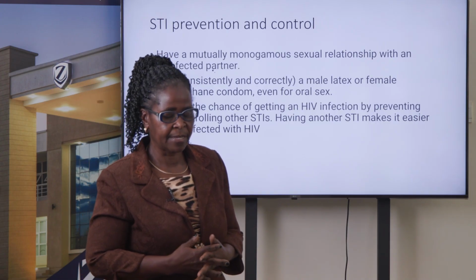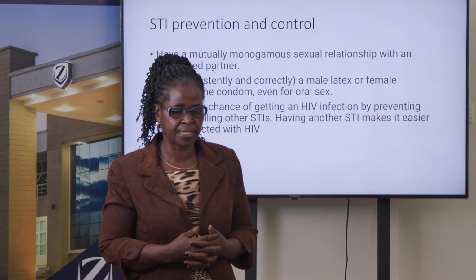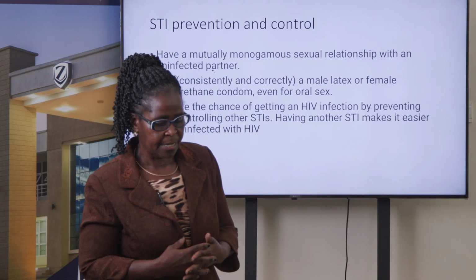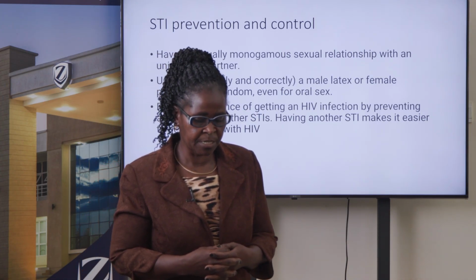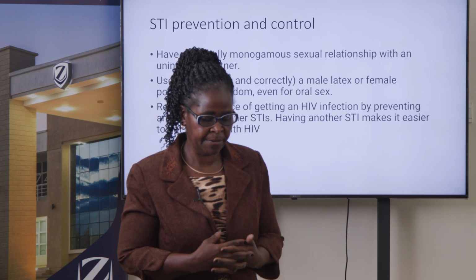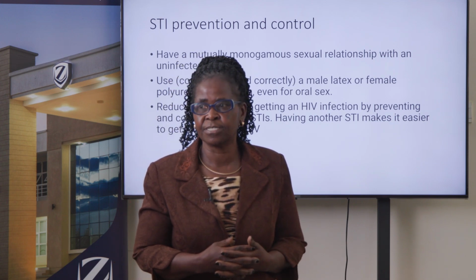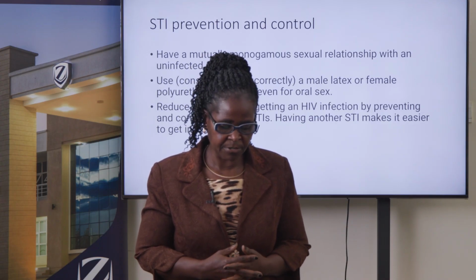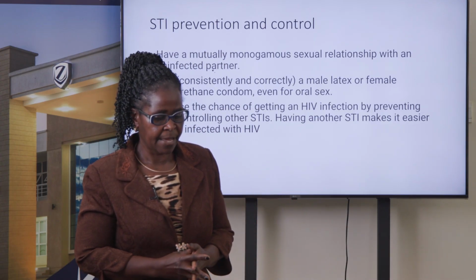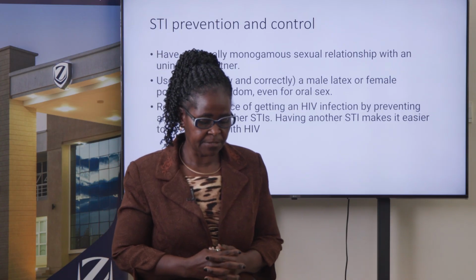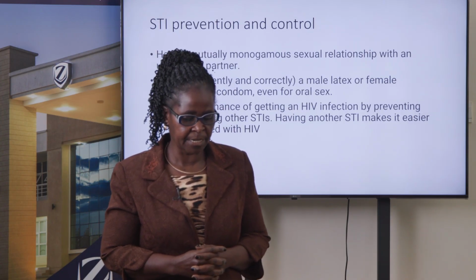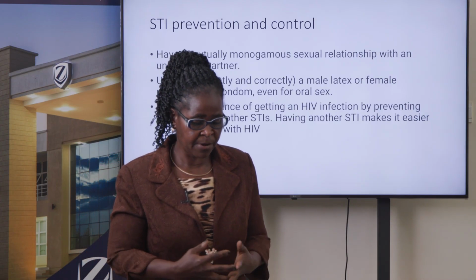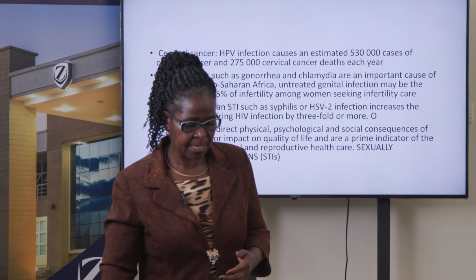So what we are saying here, in summary, is that if you have a sexual partner, have a mutually monogamous sexual relationship with one who is uninfected. And for one to know that one is not infected, it's always good to have the test. Then use condoms properly. And reduce the chances of getting HIV infection by preventing and controlling other STIs, because we have said when you're infected, you have a higher chance of getting HIV.